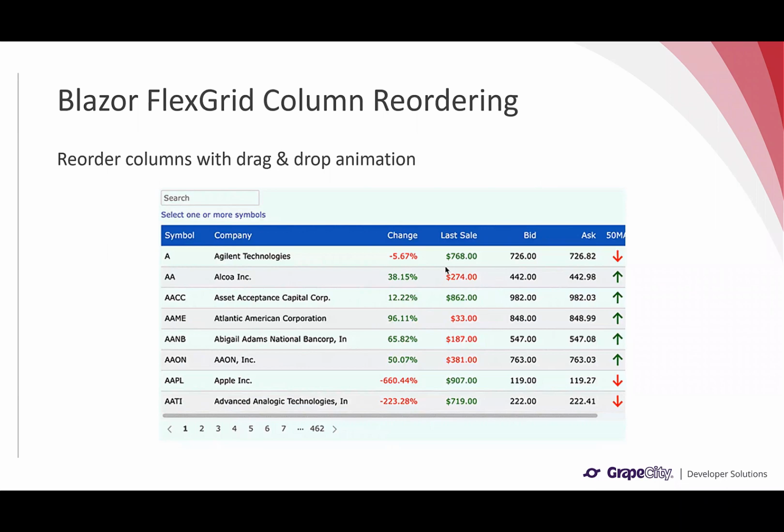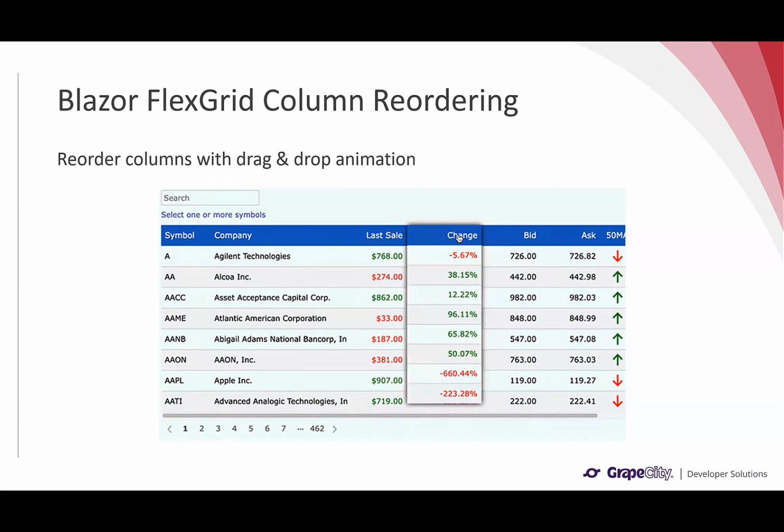As for the drag and drop support, our Blazor FlexGrid now supports column and row reordering by drag and drop interactions. The allow dragging property can be used to enable the movement of columns, rows, or both. And the column reordering is enabled by default.